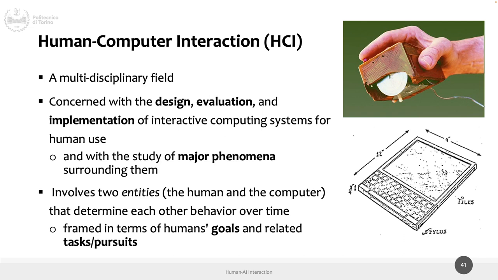As the name says, it involves two entities, the human and the computer, that determine each other's behavior over time. The person wants to do something with the computer and the computer provides an output, and the person evaluates if the output is coherent with the goal, and they proceed in this interaction between the two. And here in the picture, there are two artifacts that came out of the field quite a lot of years ago.